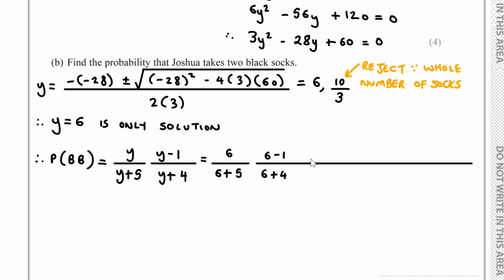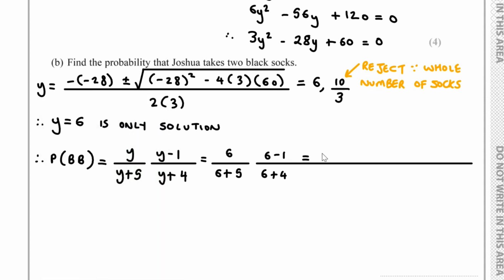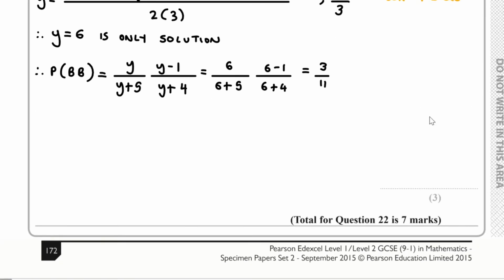So if I work this out, I've got 6 over 11 multiplied by 5 over 10, which is 3 over 11. So this is equal to 3 over 11. So this 3 over 11 is my final answer.